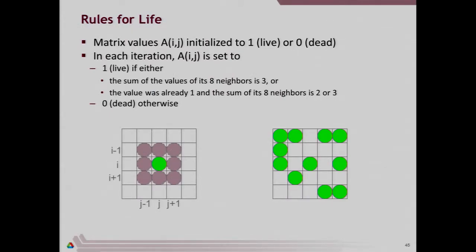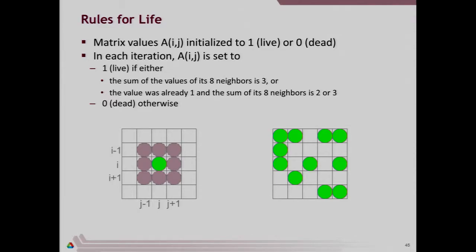The rules are pretty simple. You have a 2D matrix. Values in the matrix can either be 1 or 0. We're going to use integers for this later because there's not a good bit value in MPI-2, but that's not that important.